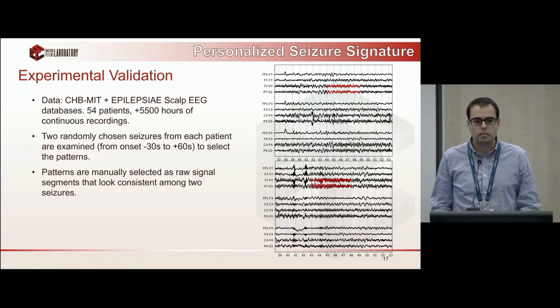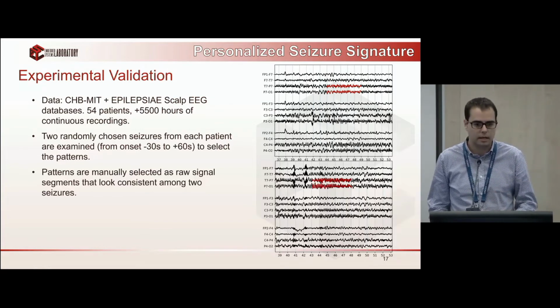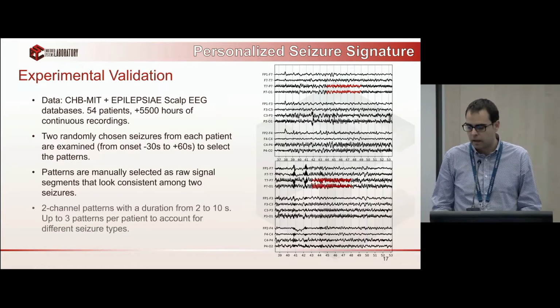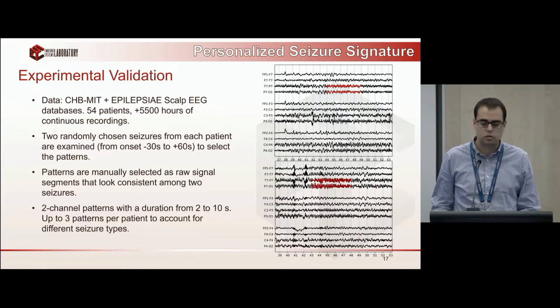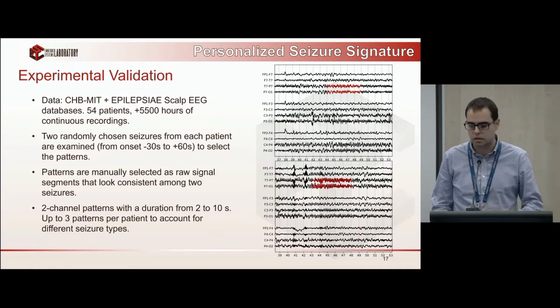This was done basically, the motivation for selecting a pattern was basically the morphological similarity. It was not based on a physiological interpretation. And these patterns should have at most 2 channels. Well, we limit it to just 2 channels. And we allow up to 3 patterns per patient in order to account for different seizure types.